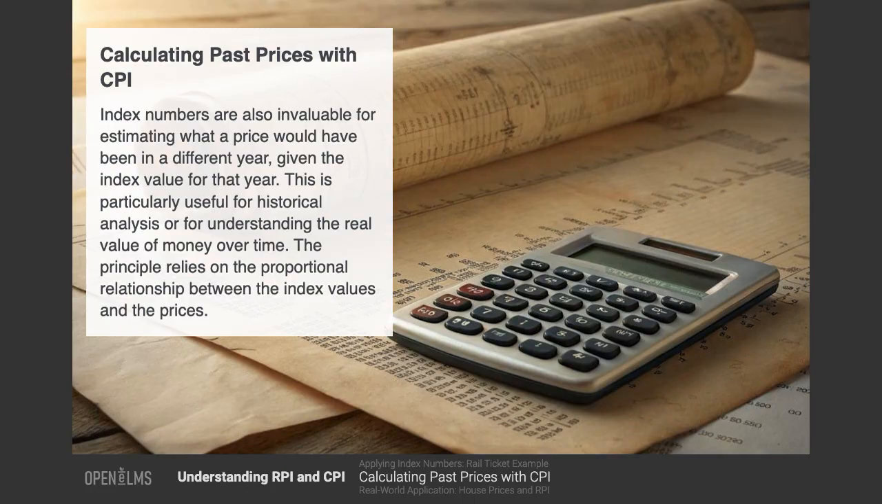Calculating past prices with CPI. Index numbers are also invaluable for estimating what a price would have been in a different year, given the index value for that year. This is particularly useful for historical analysis or for understanding the real value of money over time. The principle relies on the proportional relationship between the index values and the prices.